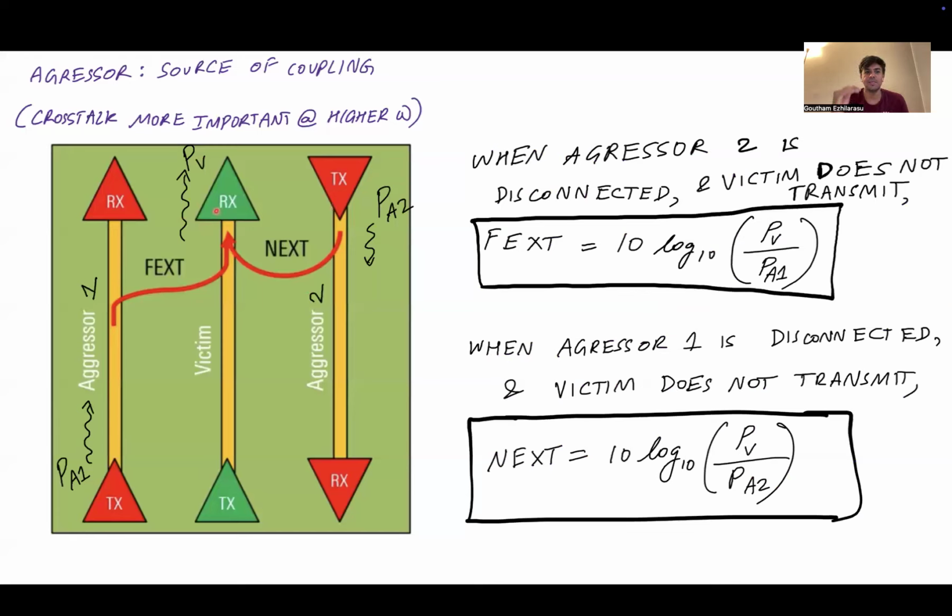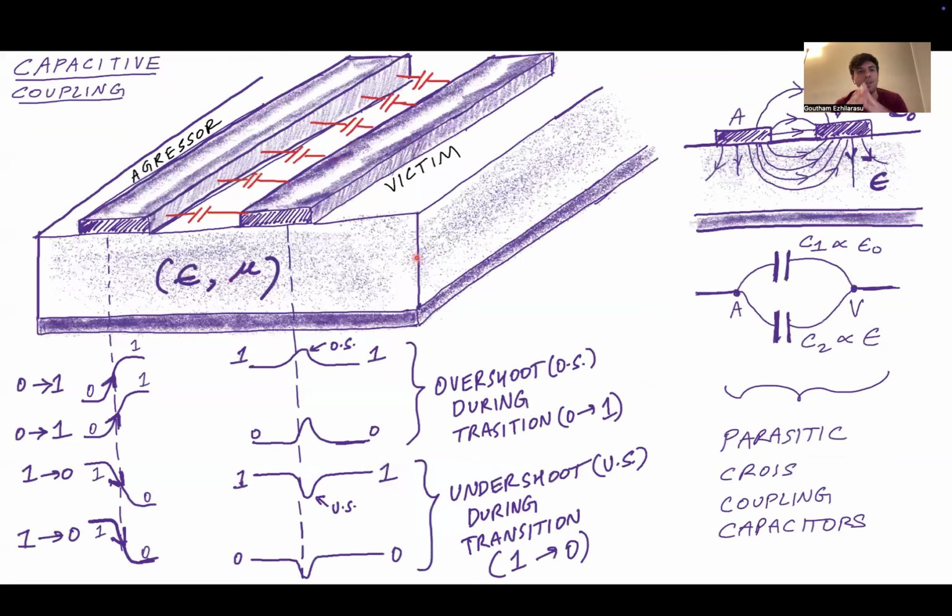So 10 times log to the base 10 of the power that is received at the receiver due to aggressor 1 over PA1 is defined as the far end crosstalk. Similarly, 10 log to the base 10 of the power received at the receiver over the power that was sent through the second aggressor is defined as the near end crosstalk, which is what I discussed in the previous slide. So now let us talk about how this crosstalk process actually happens.